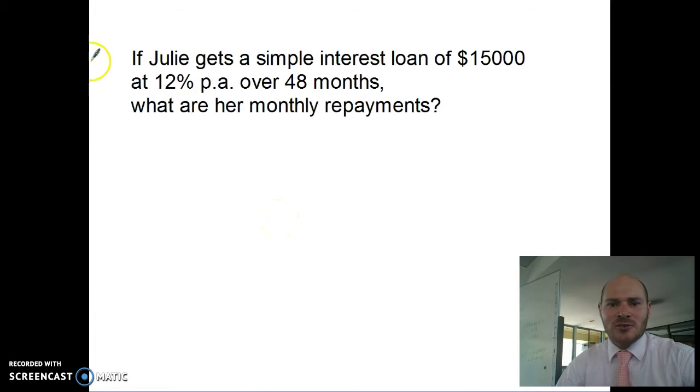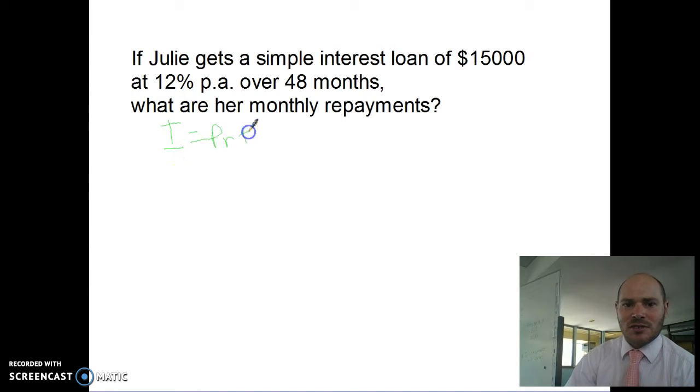All right, next one. Julie's getting a simple interest loan. She's borrowing $15,000 at 12% per annum over 48 months. It says, what are her monthly repayments? So there's a couple of steps to this one. We start off, we need to find, well, what interest does she pay initially?